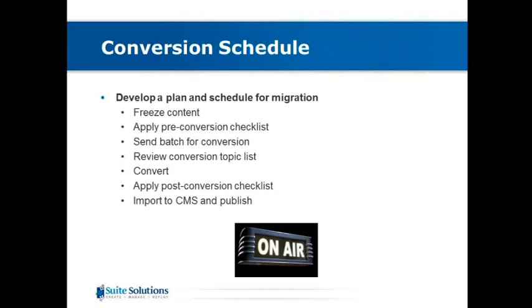What you'll do is you'll say, okay, I have 20 different publications. I'm going to freeze these 7. I'm going to apply the pre-conversion checklist. I'm going to send those 7 for conversion. And as Joe pointed out, it comes back first as a conversion topic list, and you go through that. So you have to make sure that you have scheduled time for your team to be able to go in and do that. Then once you send that back, the developer tweaks the conversion tool and converts it, sends you back these sets of DITA files, and you go through the post-conversion checklist.